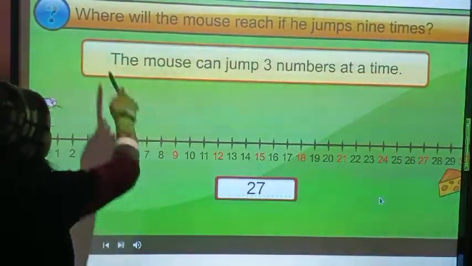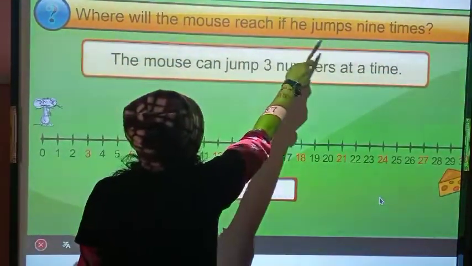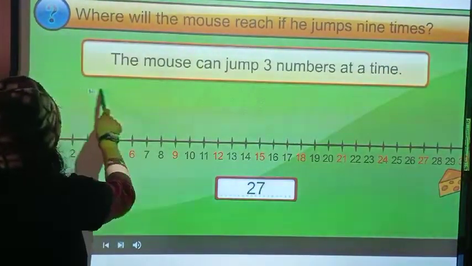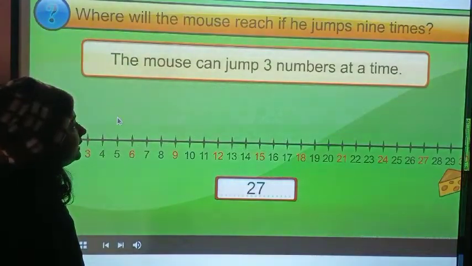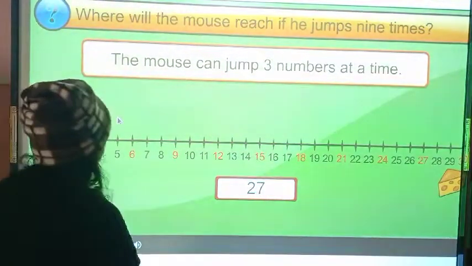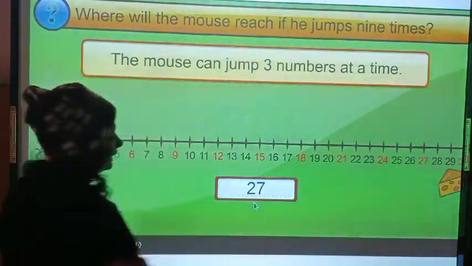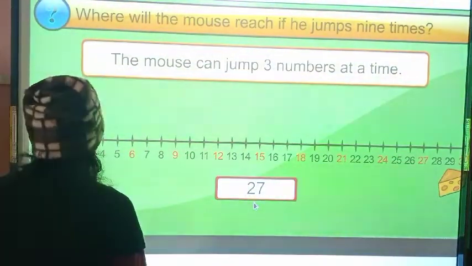Then there is a question: where will the mouse reach if he jumps 9 times? 9 times, and the mouse can jump 3 numbers at a time. So the total number of jumps in 9 times is 27.